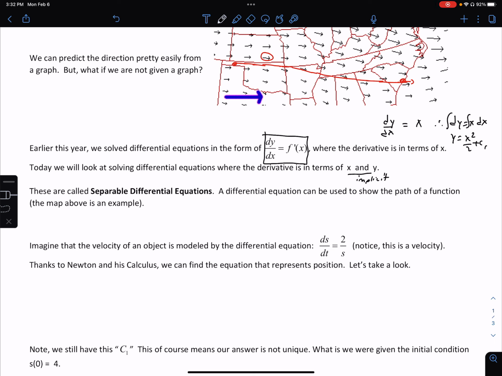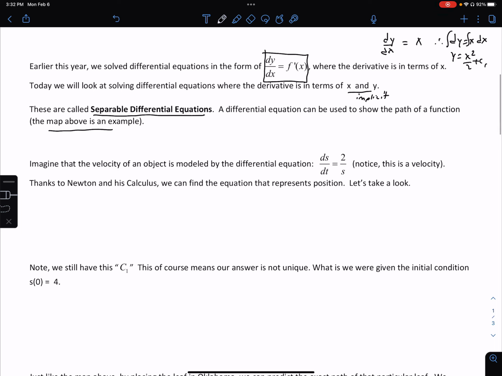To solve something like this, we use a technique that we call separable differential equations. A differential equation can be used to show the path of a function. For example, we can use the map above. That is our leaf. If we take a look above our leaf, we can predict where it's going to go. This slope field is a map, a rendering of our slope field, and it can be used to predict a path of a function. So if we're not given one, we have to do a little more calculus.